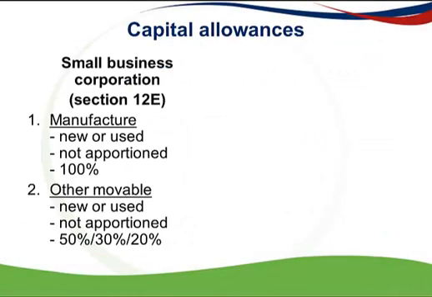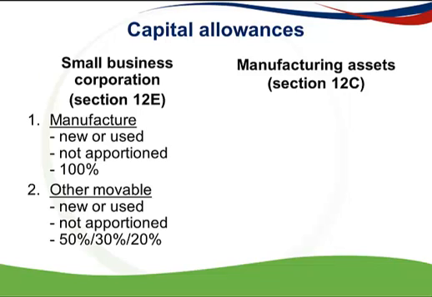So, these allowances that we've just discussed are applicable to small business corporations, and you do not consider Section 12C or 11E when calculating a capital allowance for a manufacturing asset or for other movable assets of a small business corporation. Now we are going to discuss the Section 12C capital allowance. You must first determine whether the business entity is a small business corporation. When it is not a small business corporation, then your next step is to determine the nature of the asset that you are dealing with.